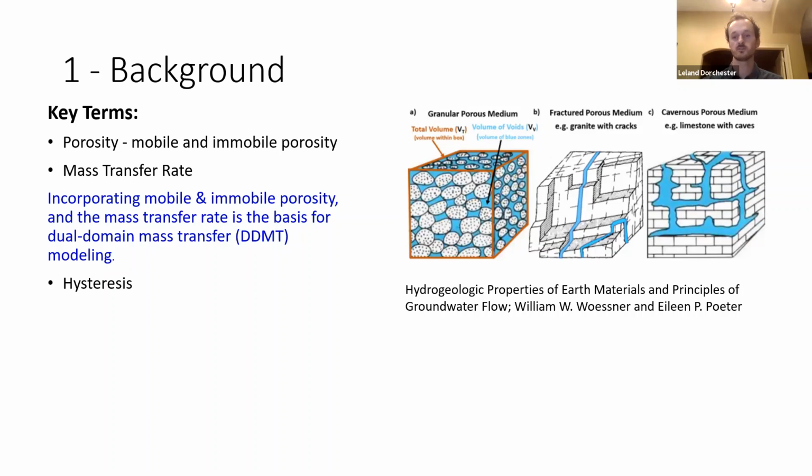And then lastly here, we have this term hysteresis, which is a little bit of a weird one, but I'll get into it a little bit later. But for now, let's just define it as a time-dependent event in which the measured value of a physical property lags behind changes in that physical property itself.